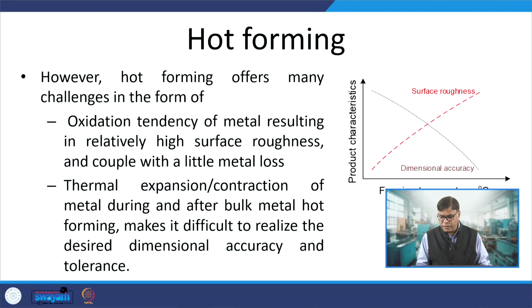Especially if the product has different dimensions in different sections, that will make the job of dimensional control even more difficult. That is why, when we increase the forming temperature, dimensional accuracy is compromised, while the surface roughness is enhanced. The enhanced surface roughness is attributed to the formation of oxides and nitrides, and the drop in dimensional accuracy is attributed to the significant expansion and contraction that take place during the hot forming process.